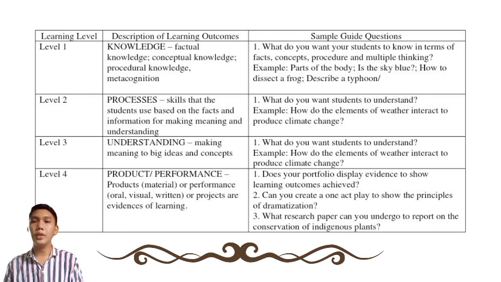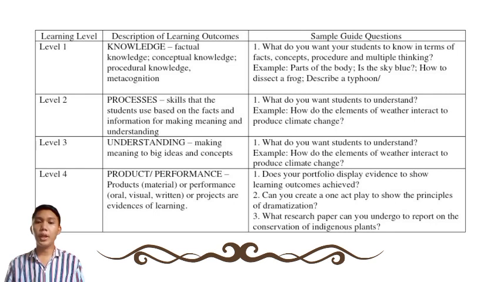The student, based on the facts and information, then makes meaning. How does it happen? Why does this happen? Next is level 3, understanding, making meaning of big ideas and concepts. The sample guide question is the same as level 2 because in level 2, process comes first. In level 3, understanding is how they understand the information or the facts that they got.